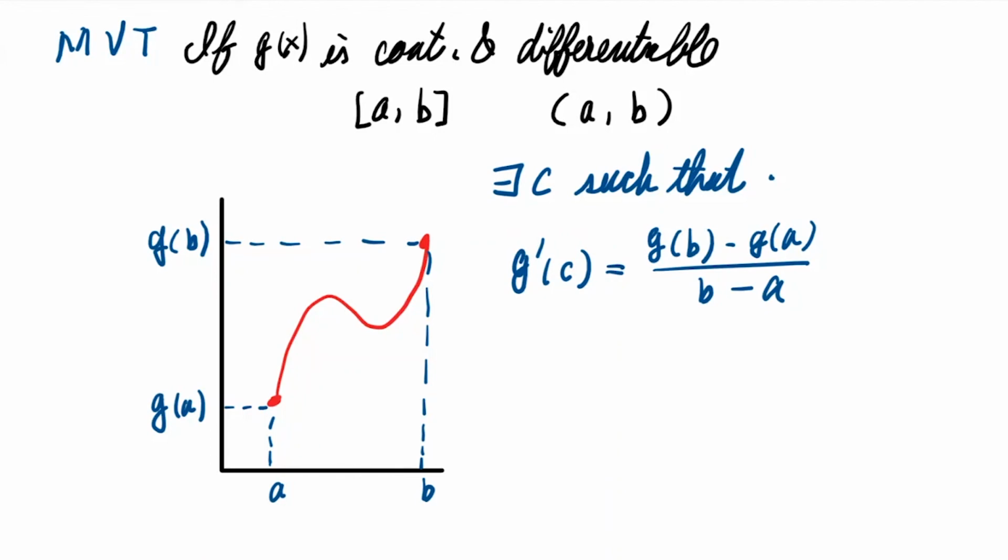Okay, good. So what does it look like? If you draw the line segment, that's the average slope. There has to be at least one c where the derivative has the same value. So the tangent line is parallel to that secant line. This is known as c. So in this very picture, there are two c's. Okay, that's the mean value theorem. Good.